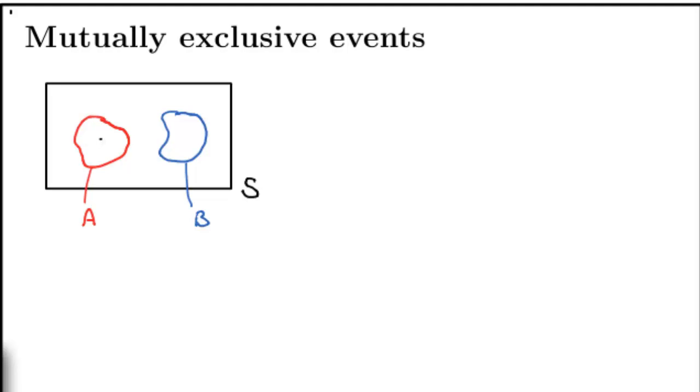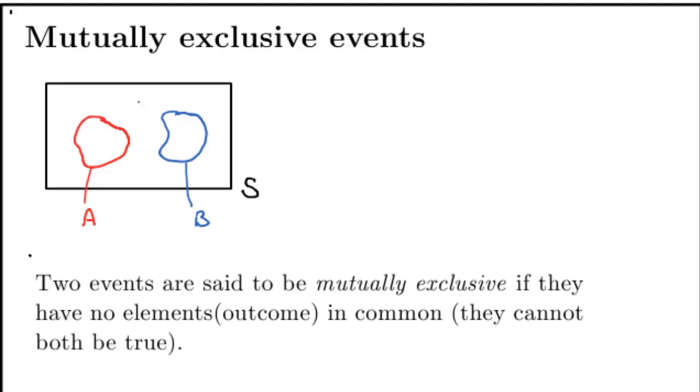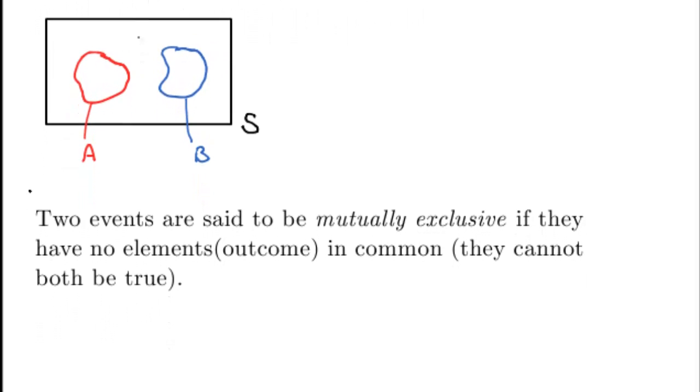The only three possibilities are A is true, or B is true, or we could have an outcome where neither is true, but it's certainly not possible to find an outcome where both are true. So for this particular case, we say that these two events are mutually exclusive. To summarize, two events are said to be mutually exclusive if they have no elements or outcomes in common. And this in turn means that they cannot both be true at the same time.